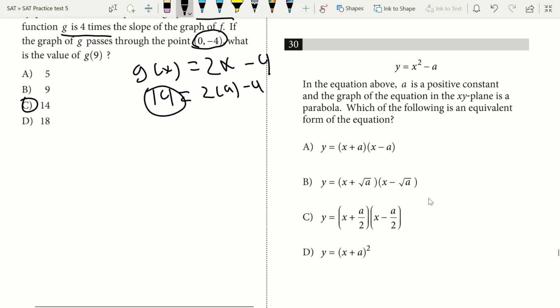All right, in the equation above, a is a positive constant, and the graph of the equation in the xy plane is a parabola. Which of the following is an equivalent form of the equation? All right, when I see this, I'm looking for the difference of perfect squares, right? I'm looking for an x plus a number, we'll call it a number. We'll just pick one, right? So we're looking for x plus a constant, right, times x minus a constant.